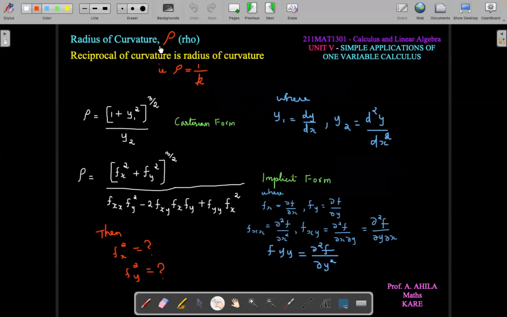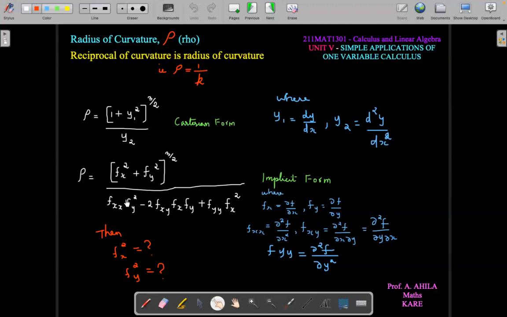Now, curvature and radius of curvature are reciprocals of each other. Therefore, the reciprocal of curvature is the radius of curvature, that is rho equal to 1 by kappa. We have formulas for radius of curvature in Cartesian form as well as in implicit form. In Cartesian form, rho equal to (1 plus y1 square) the whole power 3 by 2, divided by y2. We know y1 is the differentiation of y with respect to x, that is dy by dx, and y2 is the second derivative of y with respect to x, that is d square y by dx square.